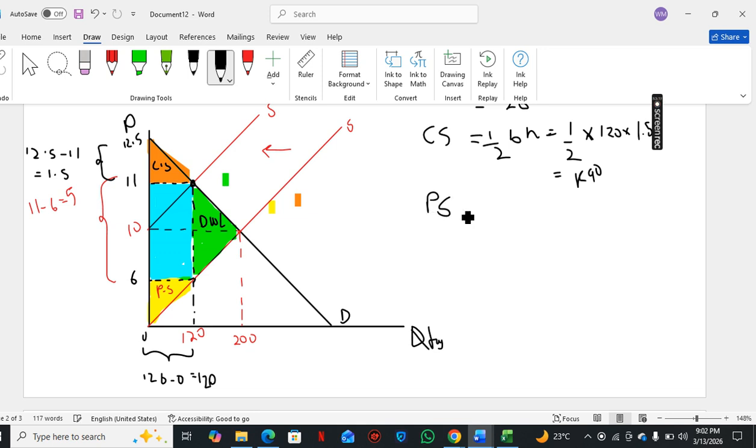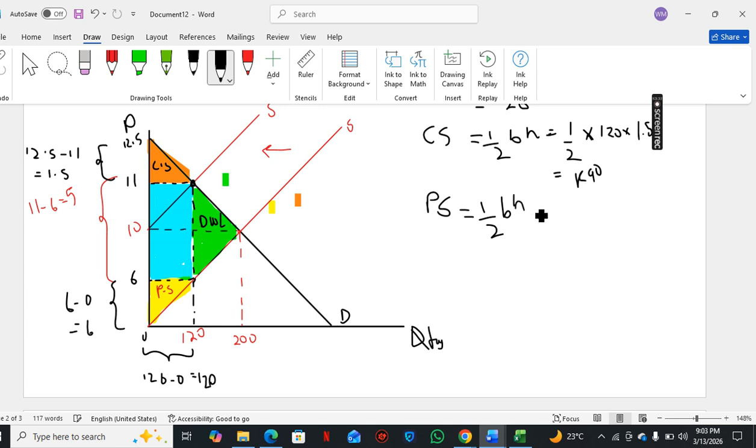Producer surplus, same thing. You're going to come to the triangle here. What is the height of the triangle? You're going to say 6 minus 0. Gives you 6. The breadth is 120. So you're going to say half multiplied by B times H. You're going to get half multiplied by 60 times 120.